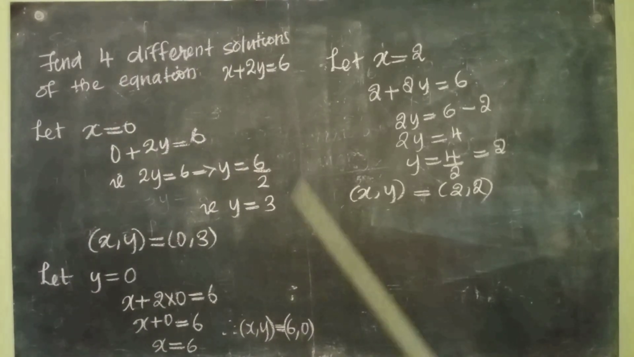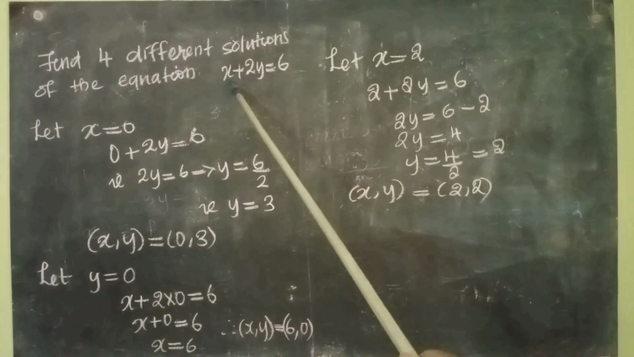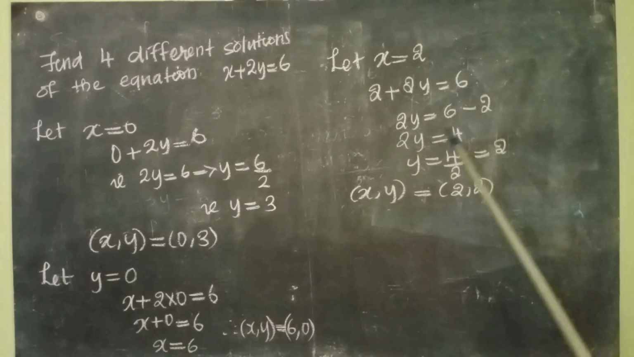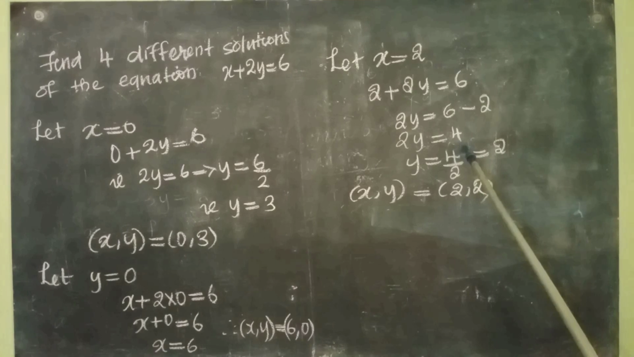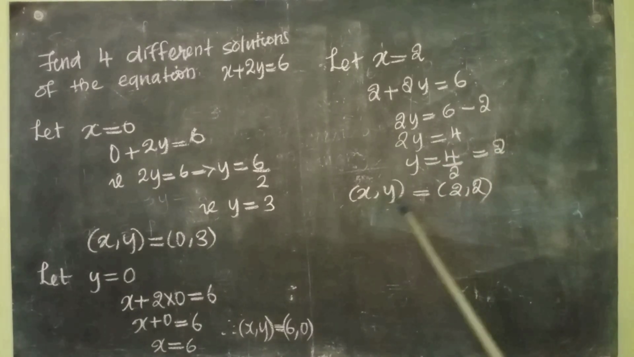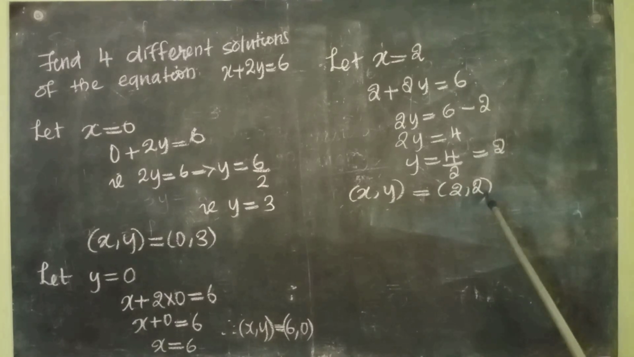Now let us give x equal to 2 in this equation. We get 2 plus 2y equal to 6. 2y equal to 6 minus 2. That is 2y equal to 4. y equal to 4 by 2, that is equal to 2. So we got (x, y) equal to 2, 2.